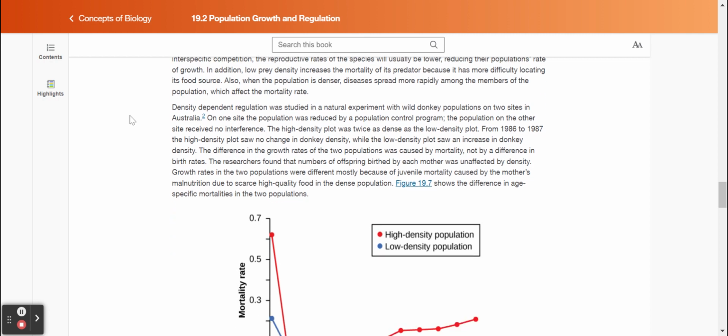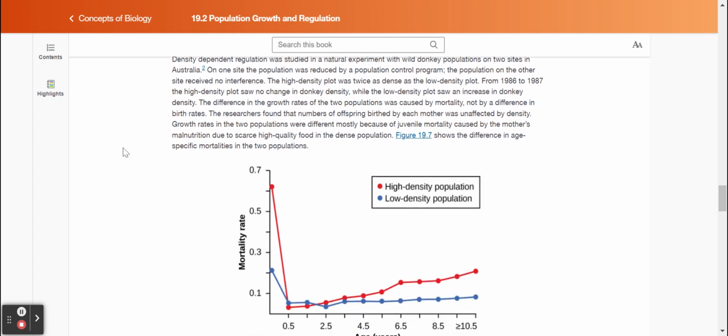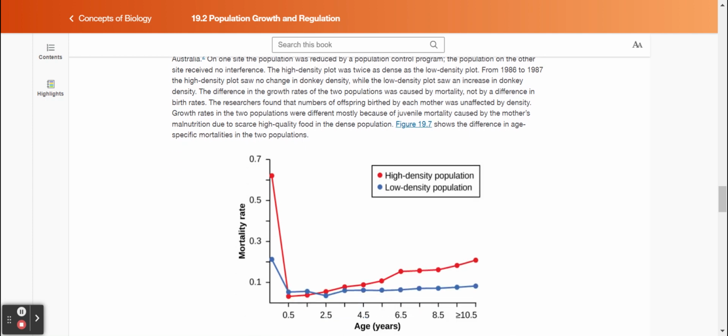Density-dependent regulation was studied in a natural experiment with wild donkey populations on 2 sites in Australia. On one site, the population was reduced by a population control program. The population on the other site received no interference. The high-density plot was twice as dense as the low-density plot.